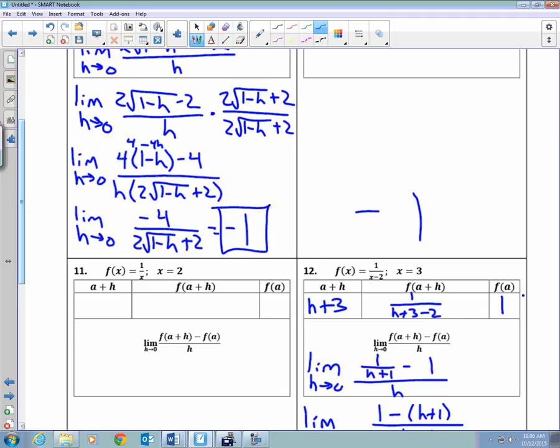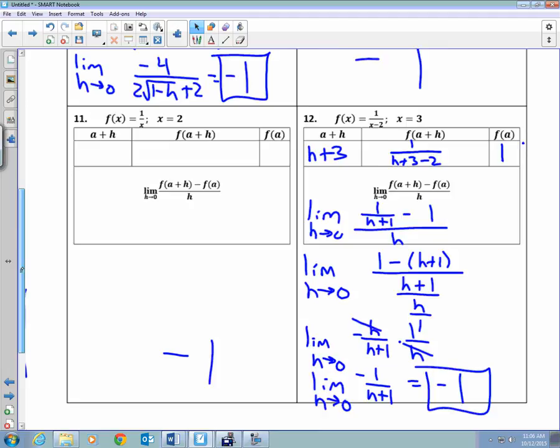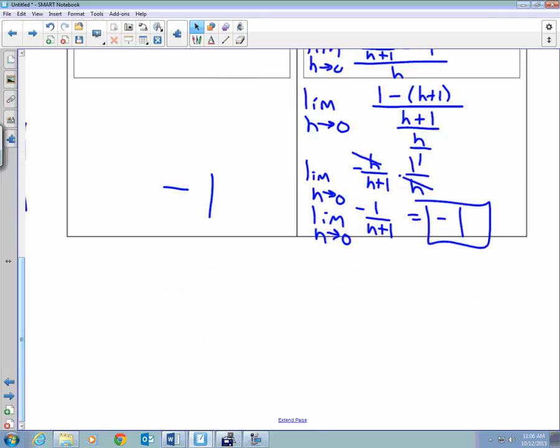Okay. It's always the limit as h approaches 0. Now, can somebody tell me why it is, before we used to do limit as x goes to 2, limit as x goes to 4, limit as x goes to 1. Why is it now the limit as h goes to 0? What does h represent? Think about our first drawing.